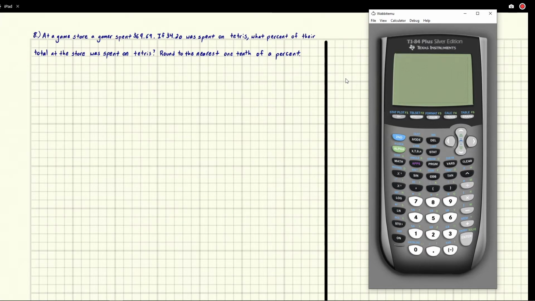At a game store, a gamer spent $69.69. If $4.20 was spent on Tetris, what percent of their total at the store was spent on Tetris? Round to the nearest 1/10 of a percent.